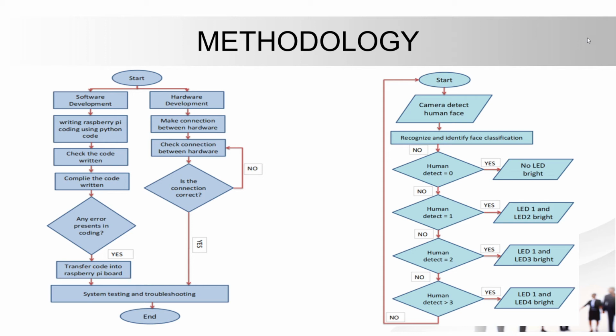If 0 humans are detected, no LED is lit up. If 1 is detected, LED 1 and 2 are lit up. If 2 are detected, LED 1 and 3 are lit up. If 3 or more persons are detected, LED 1 and 4 will light up. If there is an error, it will repeat.